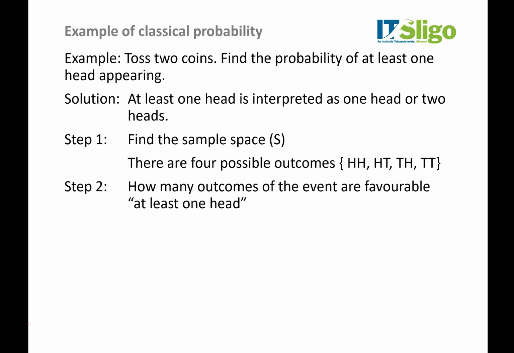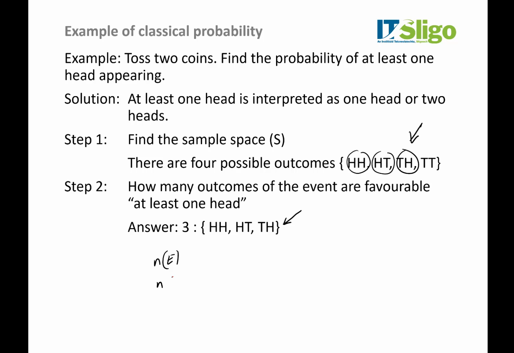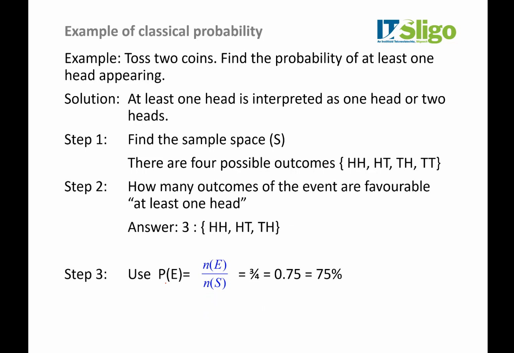How many of these outcomes are favorable to at least one head? Well, there's a head, there's a head, and there's a head, at least one head. 3 of them are favorable. So this is now our favorable outcomes, and this is our sample space. So the number of favorable outcomes, n(E) over n(S), favorable over possible, and that gives us 75%.